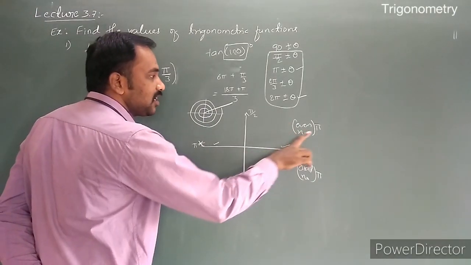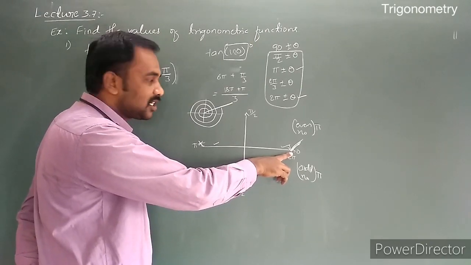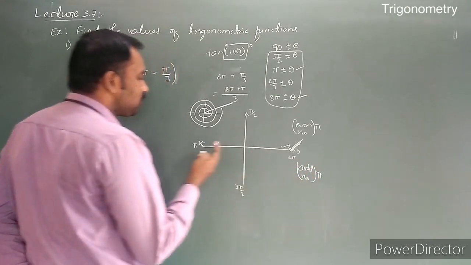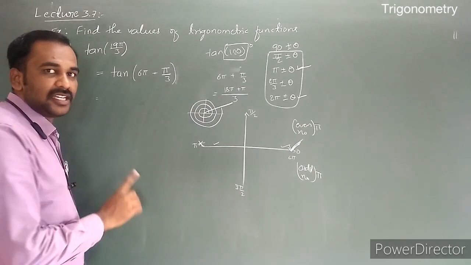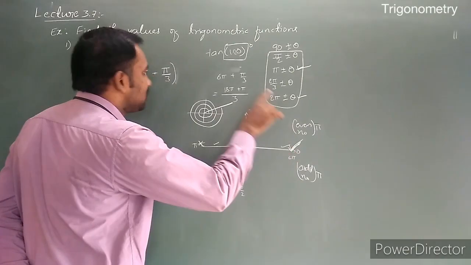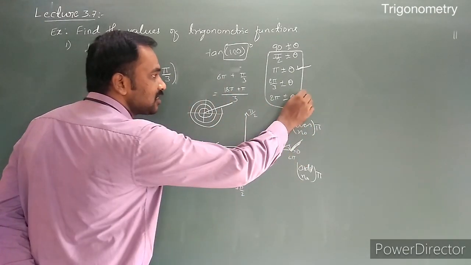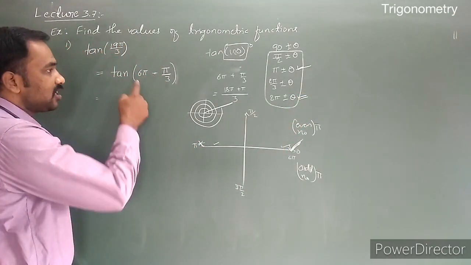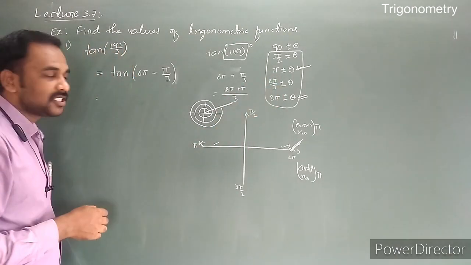Even number into pi always means we consider 0 or 360 degrees, or the 360 plus theta form. Suppose it is an odd number into pi, always take it as 180 plus theta or 180 minus theta form. Are you clear? Once again, check it. If this number is an even number into pi, consider 360 plus or minus theta. Suppose it is an odd number into pi, then it is of the form 180 plus or minus theta.